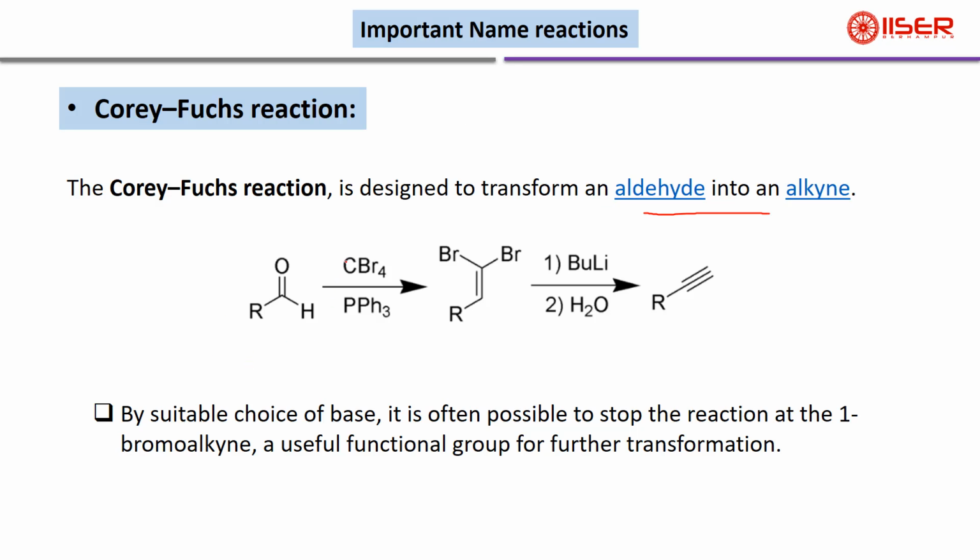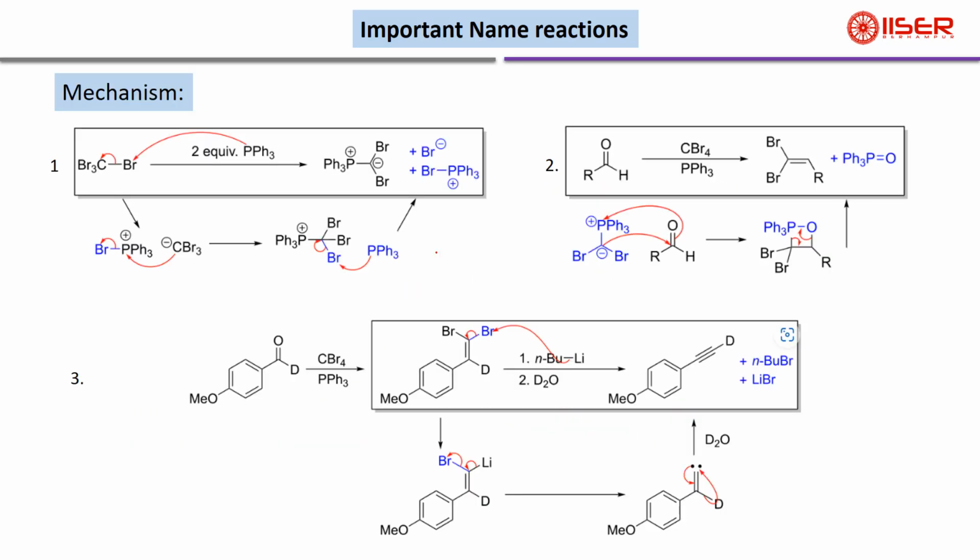You know about this reagent; in the case of the Appel reaction we usually use this reagent. If, in the presence of CBr4 and PPh3, you add it to an aldehyde, it will generate this dibromoalkene. After that, if you add butyl lithium followed by water, it will give us our alkyne. So this is the mechanism.